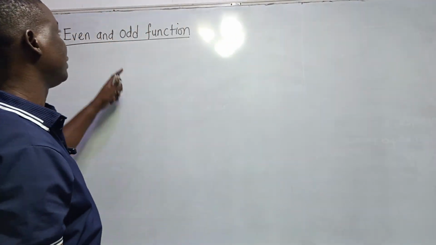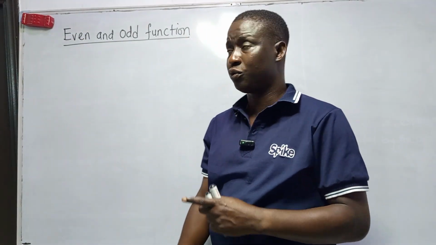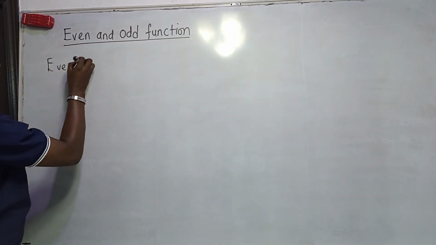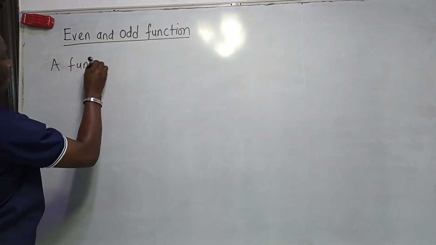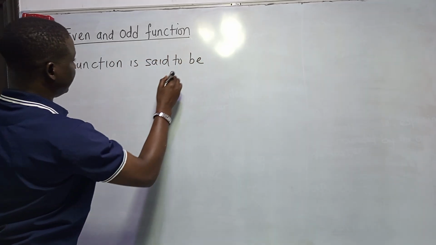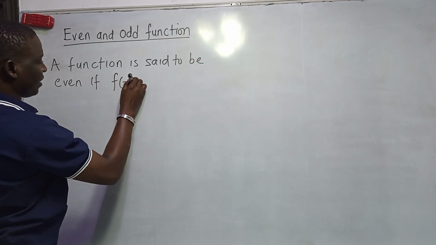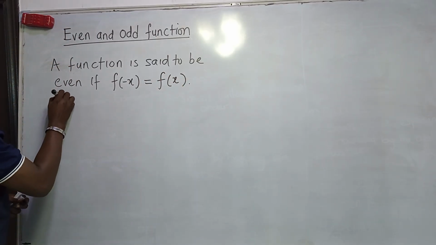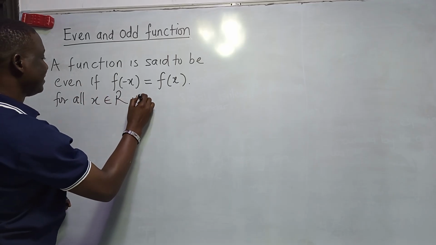Today we want to talk about odd and even functions. Now, when we talk about even functions, a function is said to be even if f of minus x is equal to f of x, for all x, an element of R in its domain.